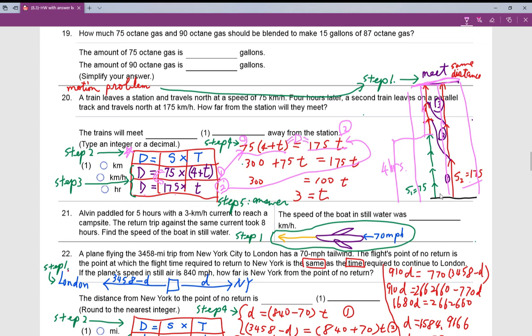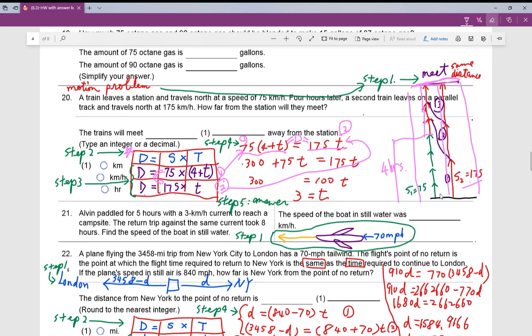You substitute 2 into equation 1. You substitute everything to d. So you have the left hand side and the right hand side, and then you have only one unknown number. You can solve for t. So this is number 20. And number 21 you can try by yourself. And let's try number 22.